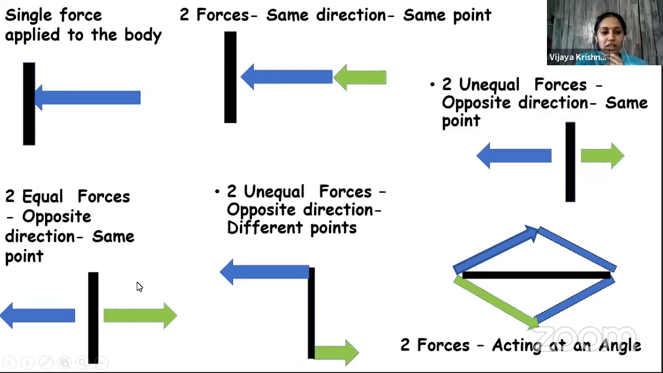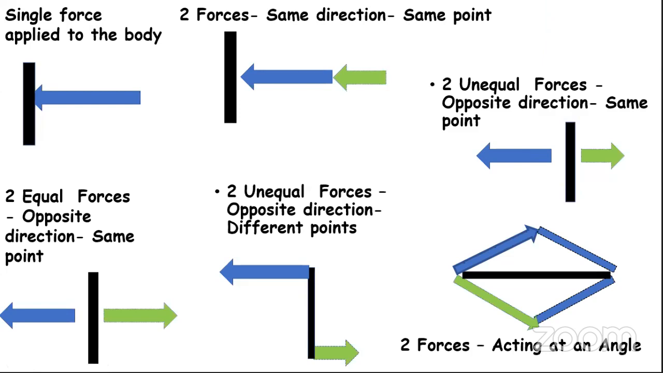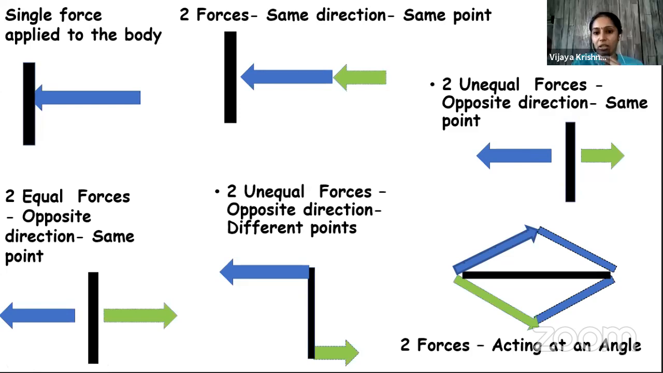Now when you see this figure here, it shows that there are two equal forces which are opposite in direction acting at the same point. Now what is happening here is the body is going to move nowhere because these forces are equal. So both of them equally moving in opposite direction gives no motion. Now, when you have two unequal forces in opposite directions, the body is again going to move in the direction of the greater force.